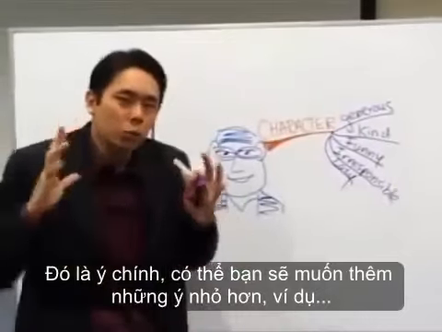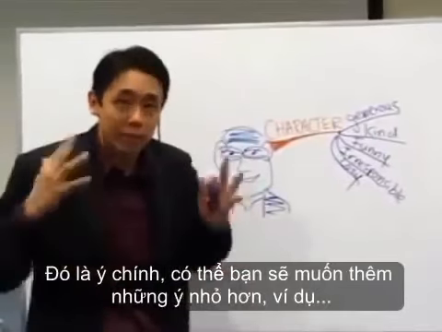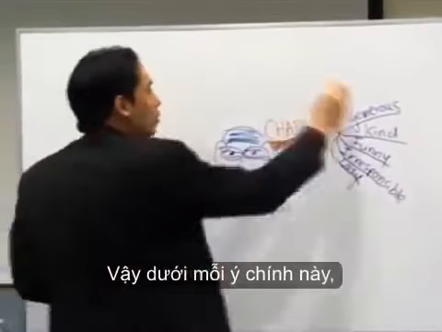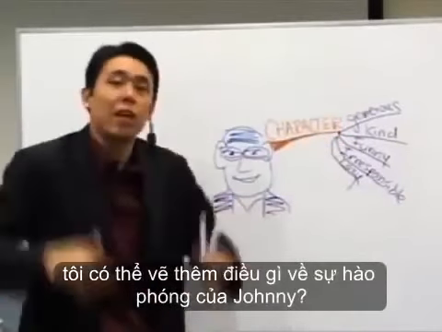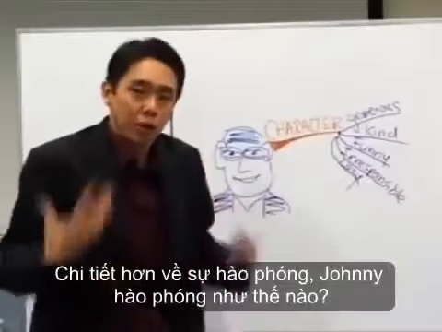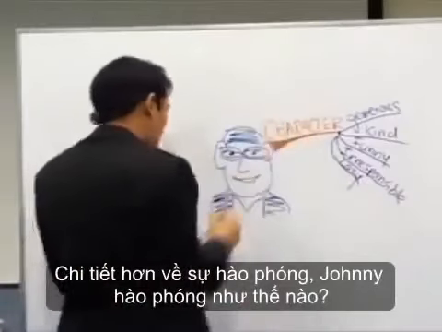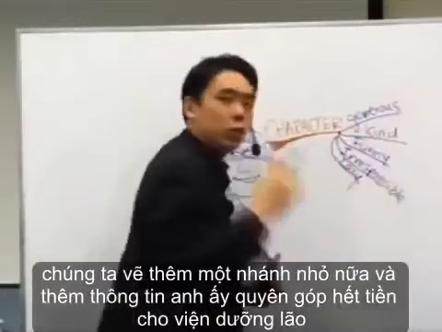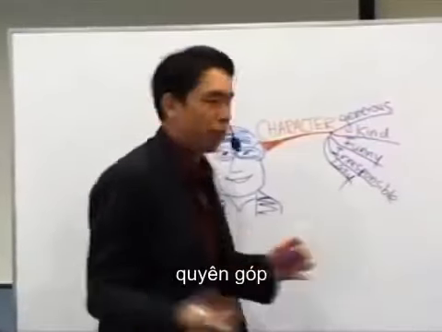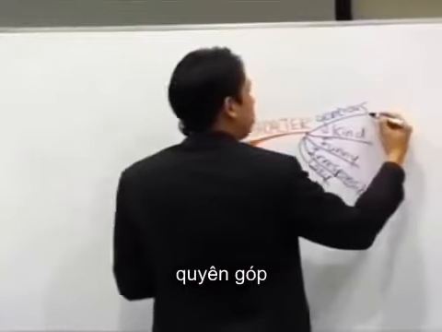But whenever you want to do a mind map, you have to put down the elaboration of the details or the examples. So under each of these main points, what more can we talk about Johnny being generous? We can give examples, details of how he's generous. So for example, under generous, we could further branch out and say that he donates money to the old folks' home. Alright? So let me write it down. Donates.